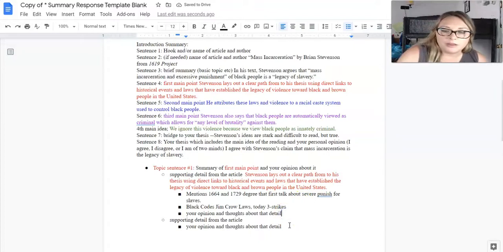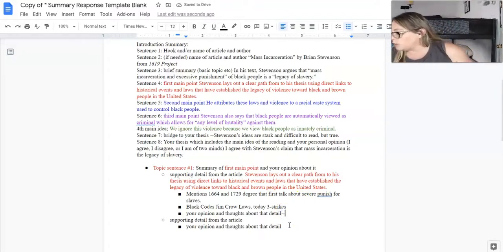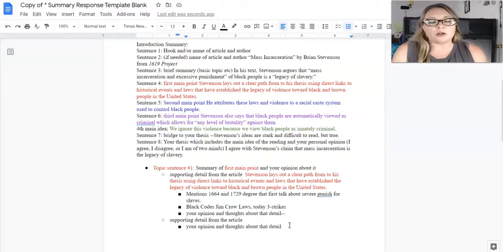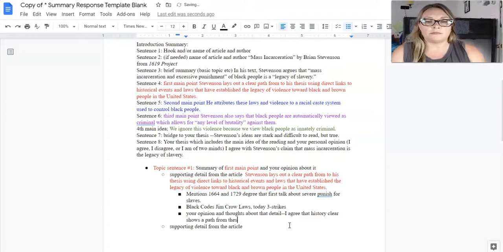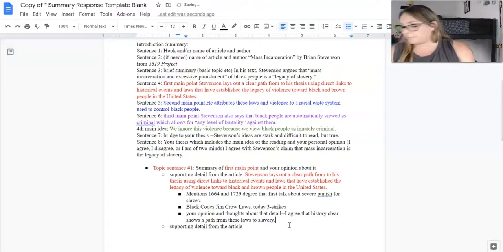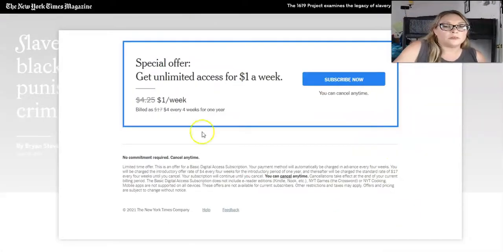And then I'm going to go ahead and give my opinion. My opinion is that yes, we have seen this multiple times. But my response would be that I agree that history clearly shows a path from these laws to slavery. Whoops, sorry about that. Here we go.